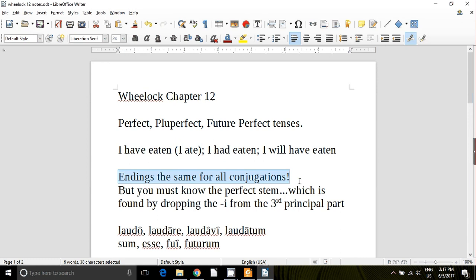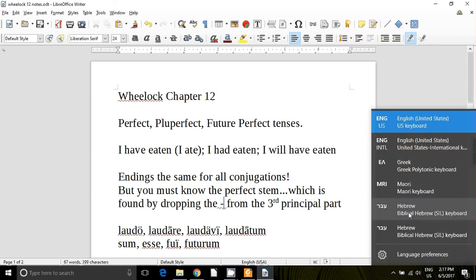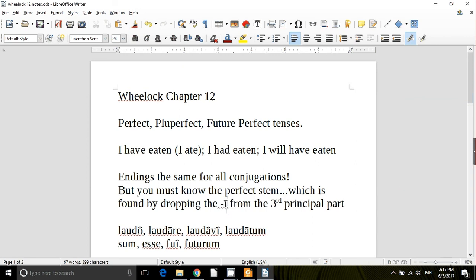So that's nice. But you must know the perfect stem, which is found by dropping the I, the long E, from the third principal part. So here are the principal parts of laudo: laudo, laudare, laudavi, laudatum.